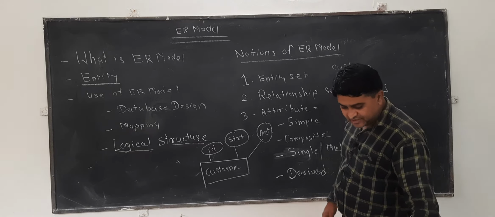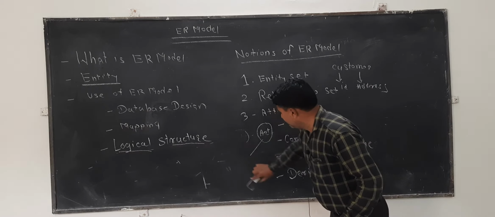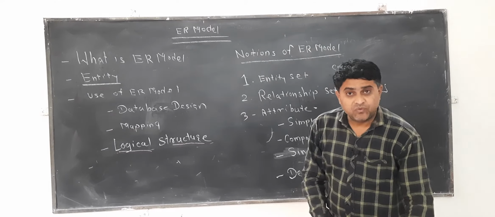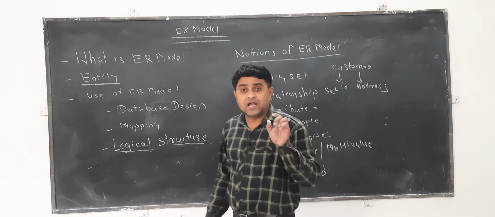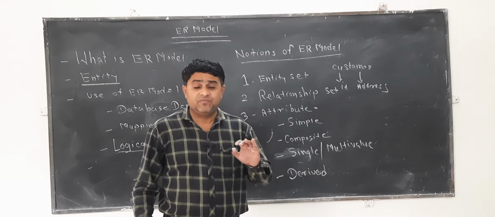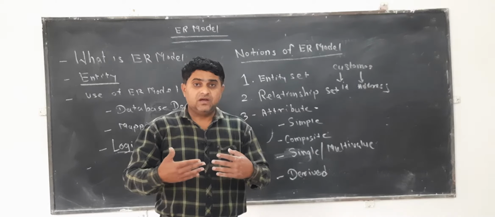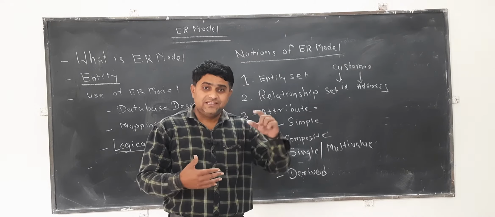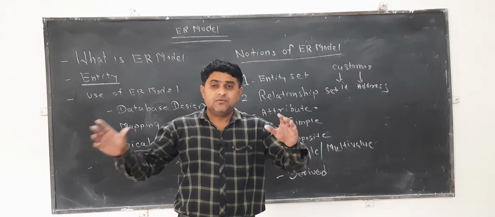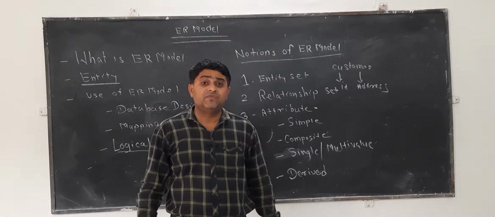Next one, relationship set. Relationship set means a relationship between different entity sets. For example, one person has an account, and that person has some information, that is, the person has the ID, street, then the person has their home account. This is one relation. And another relation is that the person has a bank account, meaning the person is interrelated with their bank. That is called a relationship set.